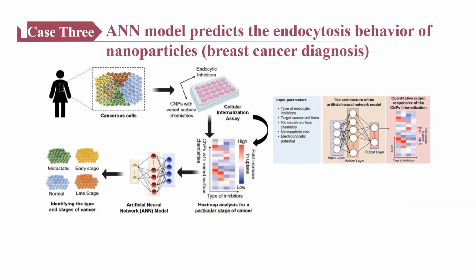Case 3, ANN model for predicting nanoparticle cellular endocytosis behavior in breast cancer diagnosis. An artificial neural network model was established, taking the surface chemical properties, particle size, zeta potential, and other characteristics of nanoparticles as input parameters, and endocytosis efficiency as the output index, to predict the endocytosis behavior of breast cancer cells. This model can not only distinguish cancer cells from normal cells, but also identify cancer types and disease stages, providing a new tool for the precise diagnosis of breast cancer.